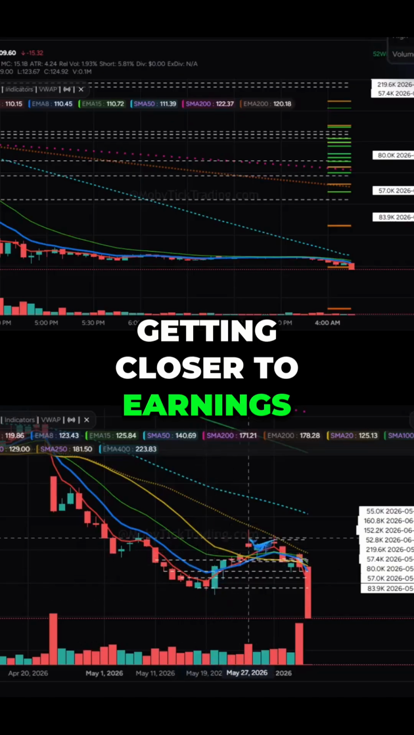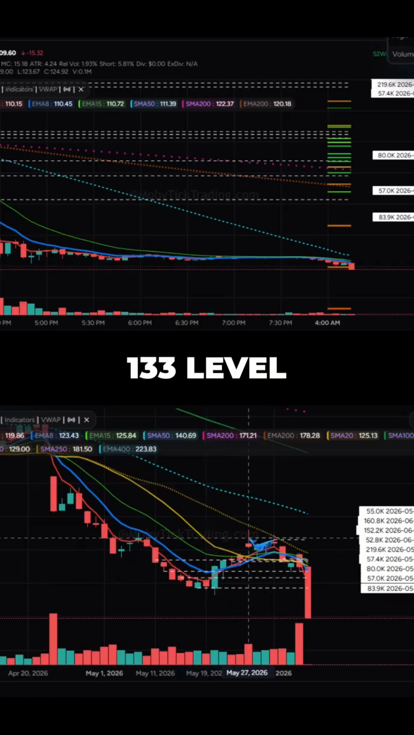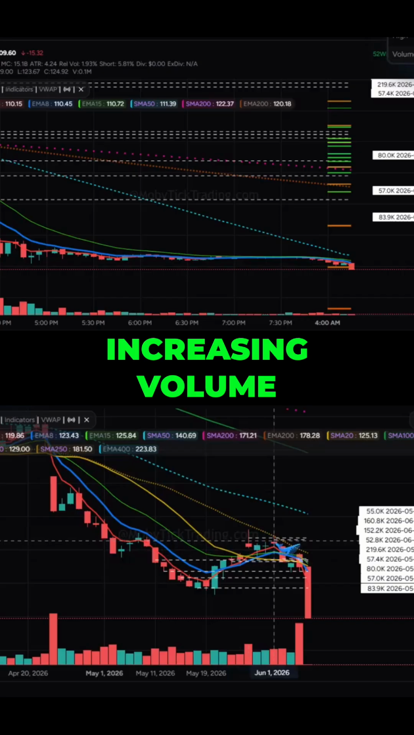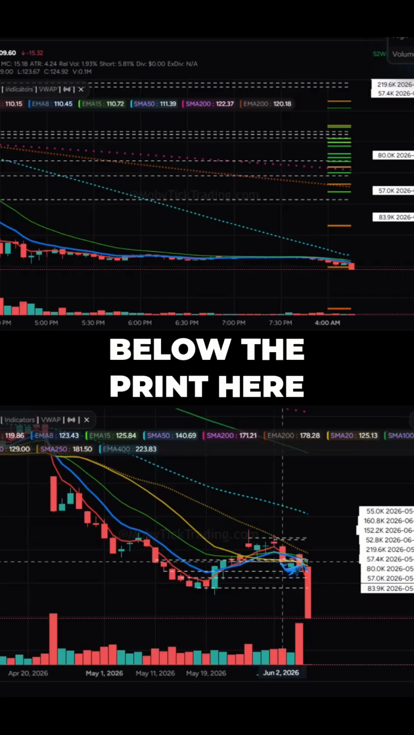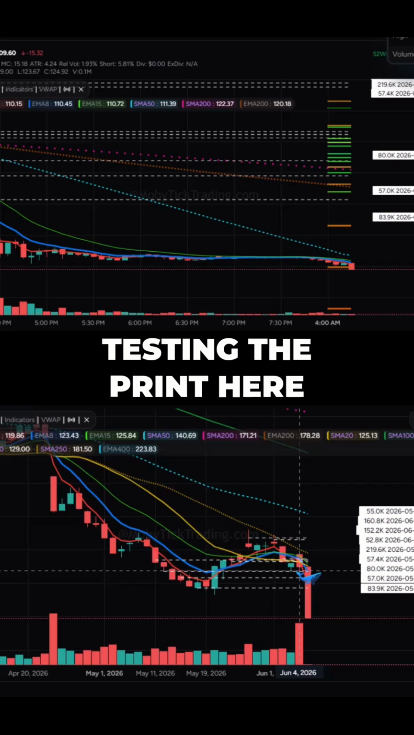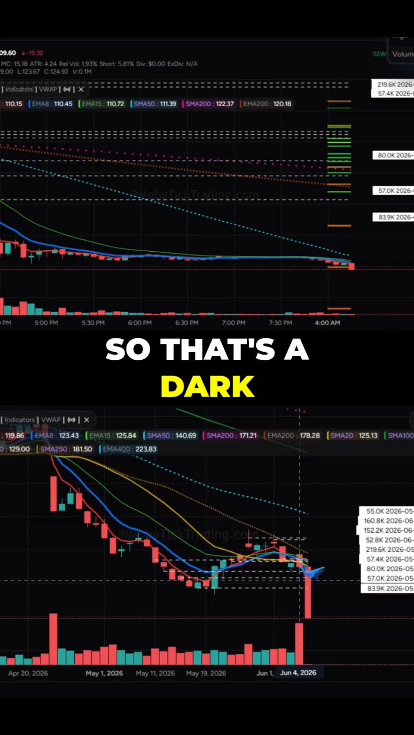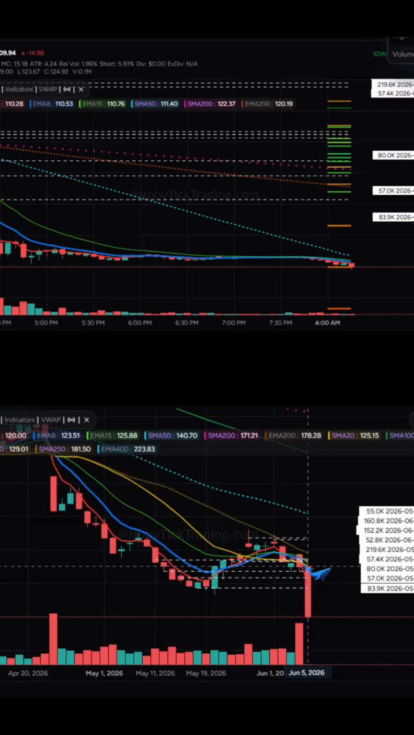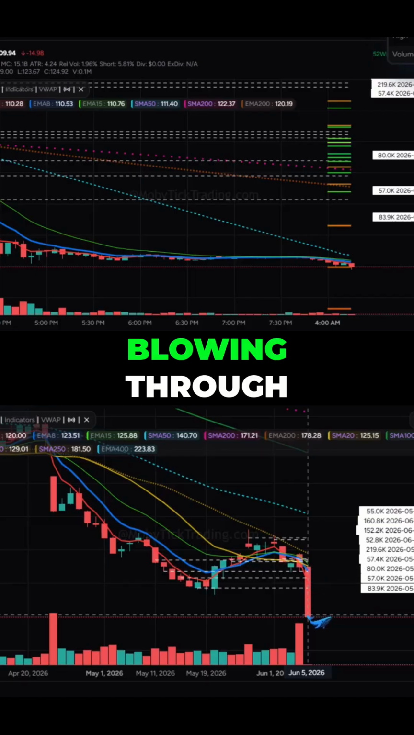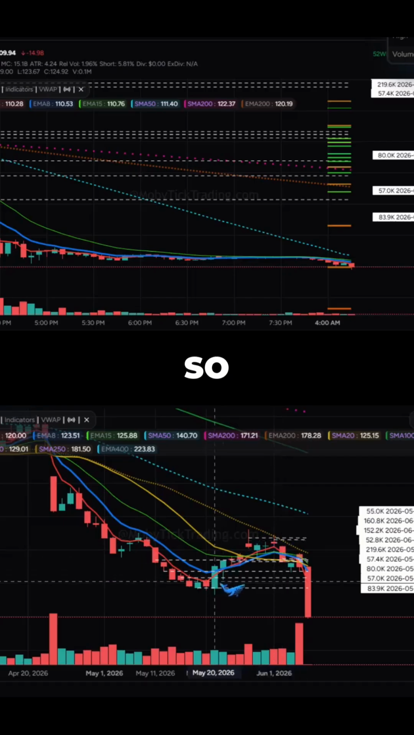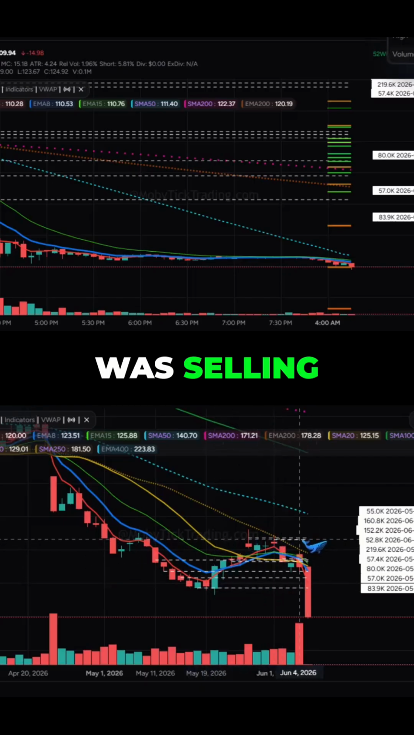Getting closer to earnings up here around the 133 level, we see prints coming in, coming back, testing the print, increasing volume, closing below the print here, and then testing the print here right into earnings. So that's a dark cloud cover, increasing volume, look at that, and then blowing through all of these trades in the last month, moving down. So we can assume this was selling here.